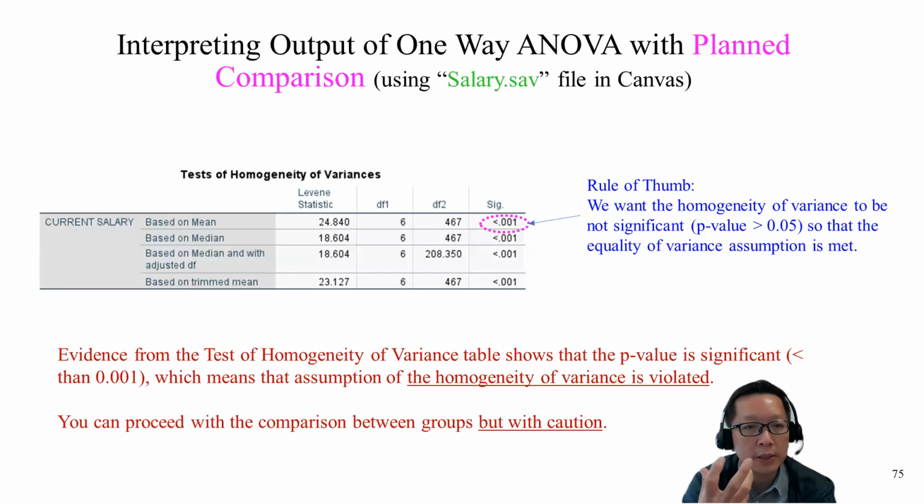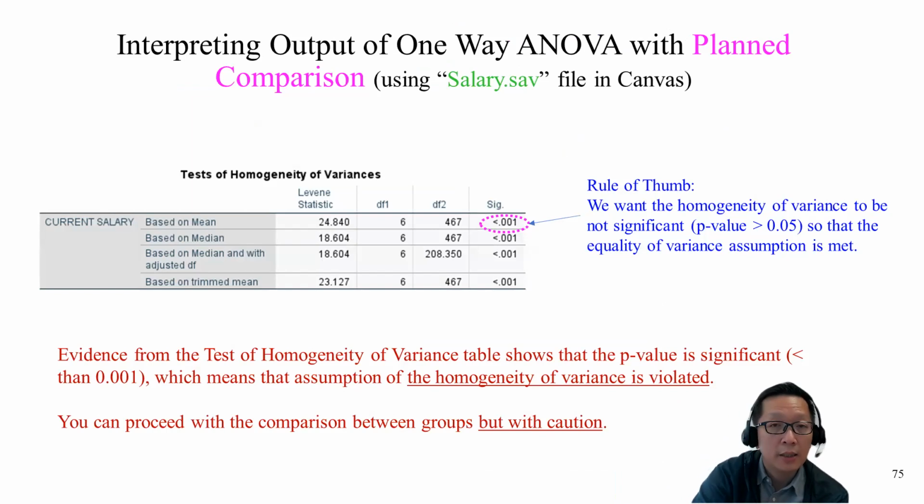So this is the key part called the Levene's homogeneity of variance test. Again, as I mentioned earlier, the assumption for Levene's homogeneity of variance is that you want it to be not significant. But here again, it's significant, right?